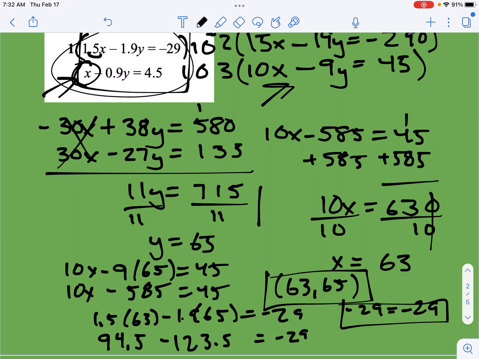I just wanted to show you another method of how to do this so that, hey, decimals make me nervous. I'd much rather deal with big numbers. So if you're cool with that, then let it rip.